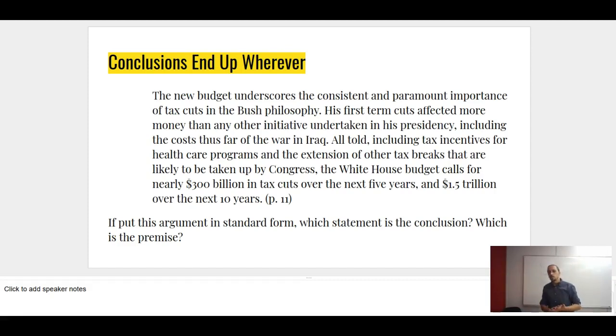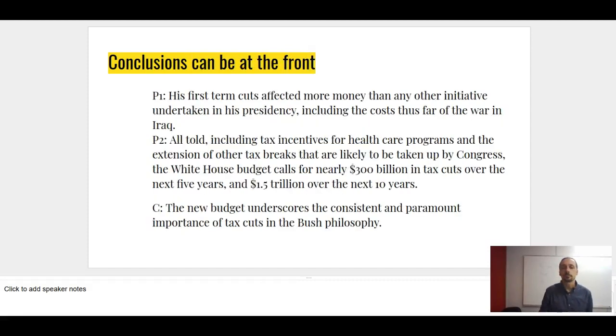So, if we put this argument in standard form, which statement is the conclusion, and which is the premise? The conclusion can end up wherever. In this case, the conclusion is actually the first sentence: this new budget underscores the consistent and paramount importance of tax cuts in the Bush philosophy. And premises 1 and 2 are kind of evidence for that. Now, is this a deductive, valid argument? No, not exactly. But the point here is that the conclusion can end up anywhere.